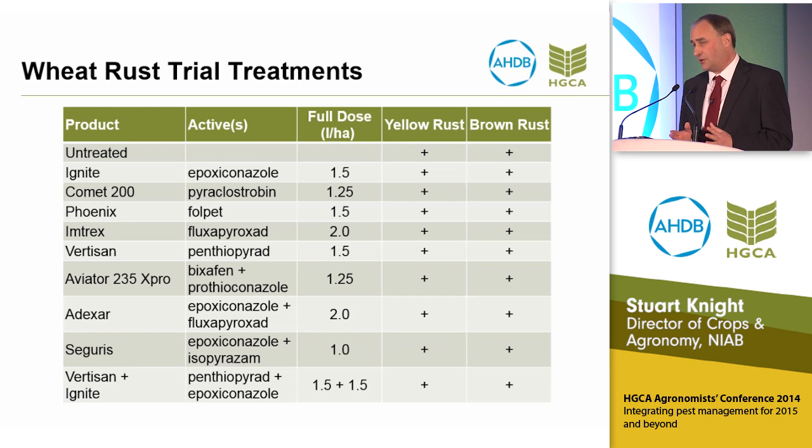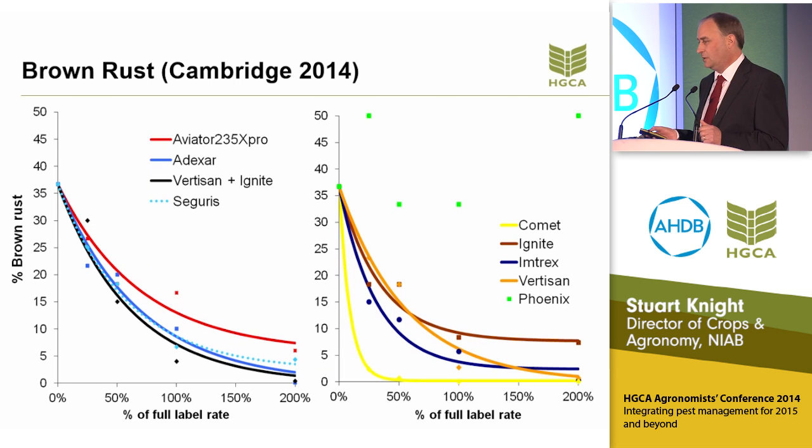We've got our two straight SDHIs again, the Imtrex and Vertizan, and then in this case we have all four SDHI azole mixtures: the Aviator, Adexar, Seguris, and the Vertizan Ignite. So same treatment list for both trials.